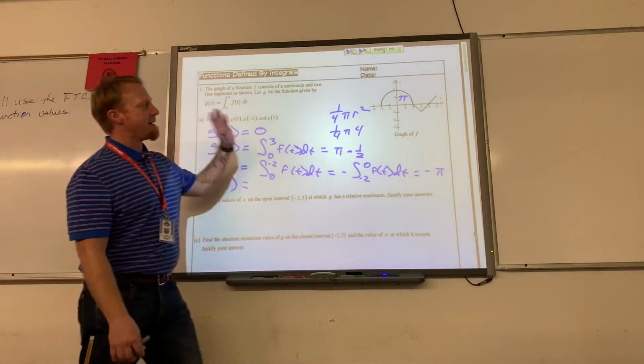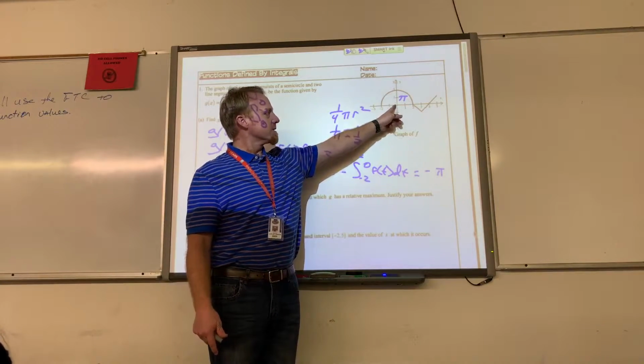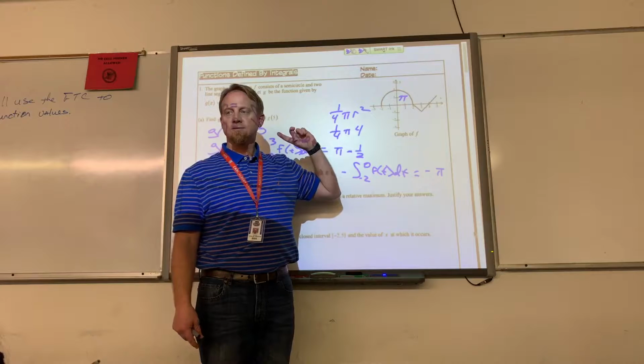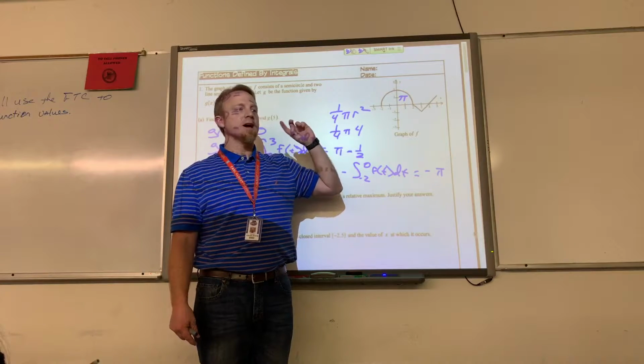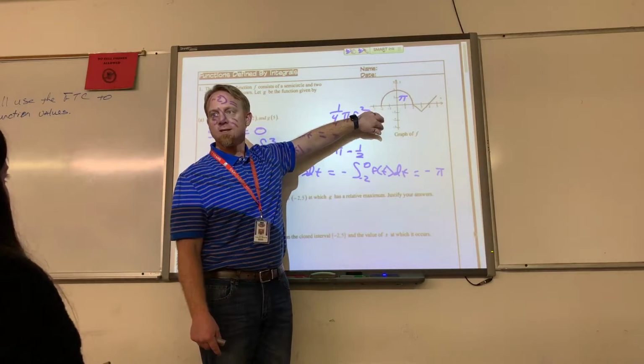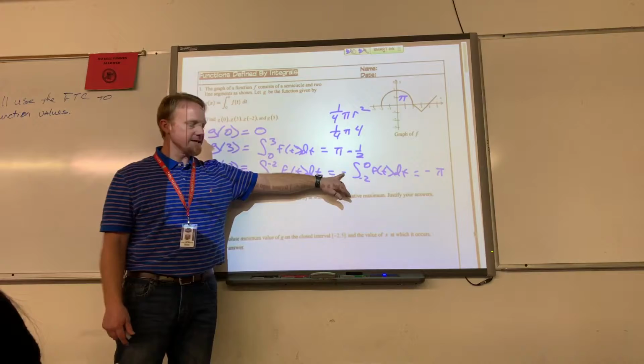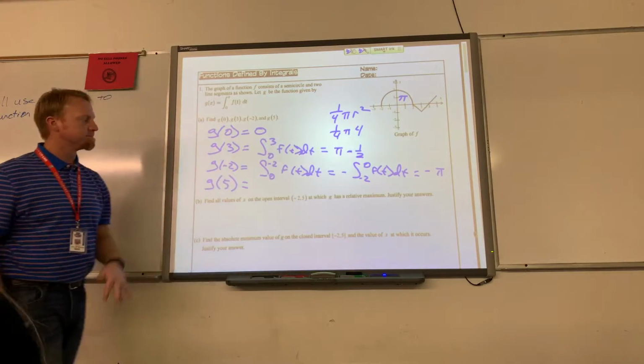So what do you notice happens? Our starting point is the x value of 0. What do you notice happens when you go backwards? It's negative. It's flipped. So if it's above, it becomes negative. If it's below, it's going to be positive because you're doing it backwards. When you do it backwards, that negative comes out there, so that flips everything.